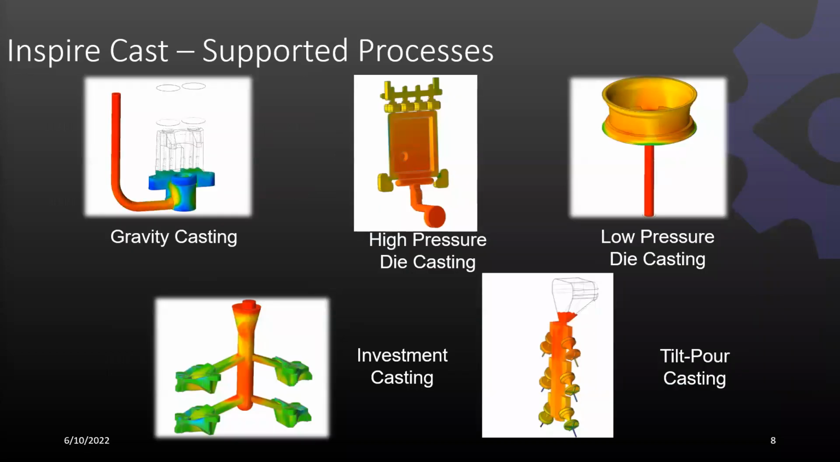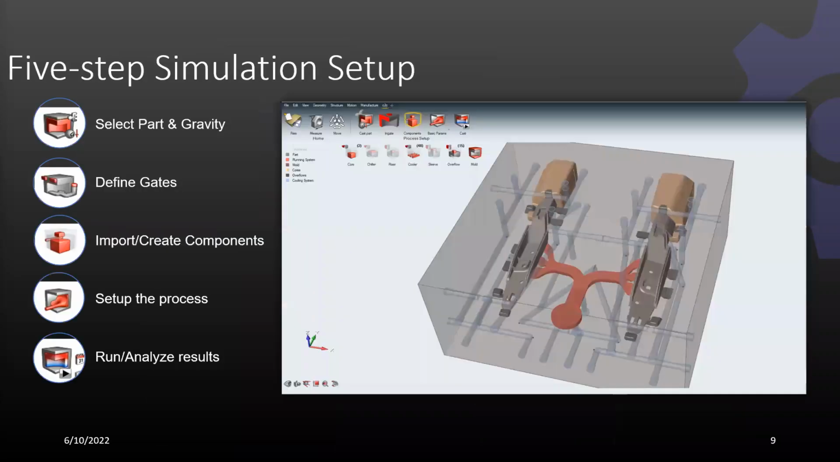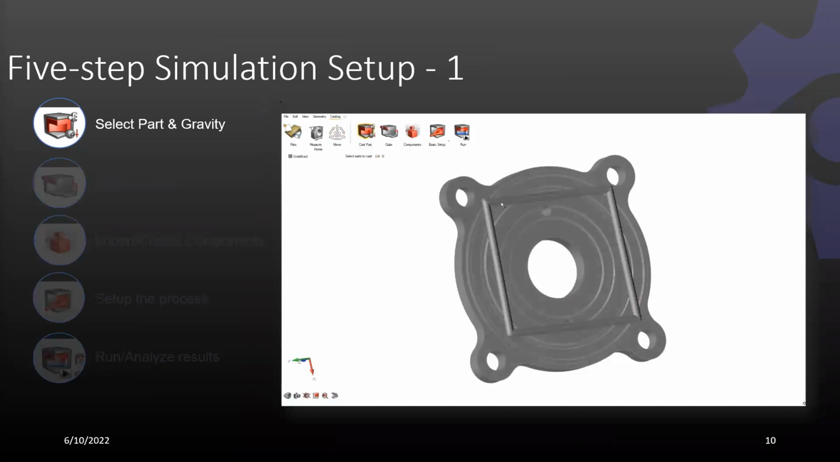So what are the InspireCast supported processes? We have gravity casting, we have high pressure die casting, and then we have the low pressure die casting, the investment casting, and tilt pouring. Let's move forward and look into the 5-step simulation process. We have these 5 steps that you can perform to do any type of casting that we have mentioned above. So let's go over it real quick.